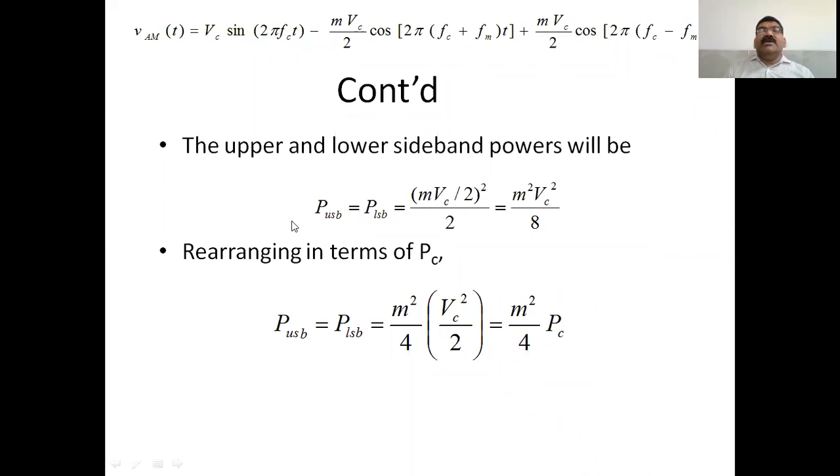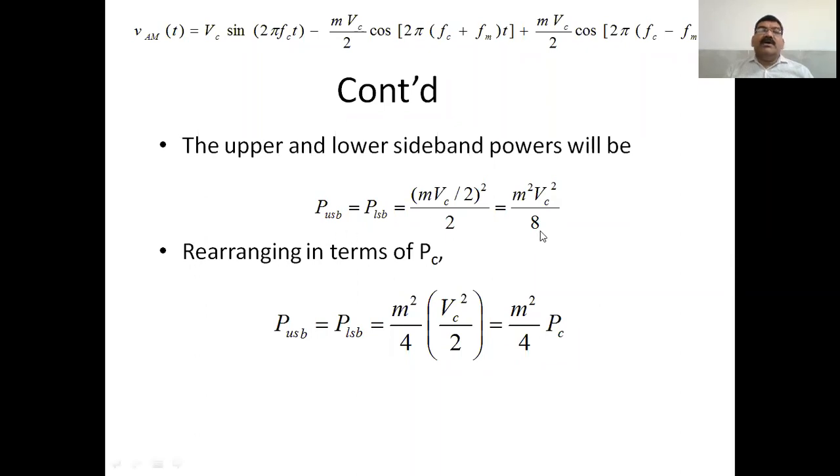So I can say the power in the upper sideband equals the power in the lower sideband equals what? V, that is mVc by 2. So this is the voltage in the sideband. mVc by 2 is the voltage in the sideband, just now we have calculated. So mVc by 2, you make a square of this as the formula: (mVc by 2) squared divided by 2. So it is m squared Vc squared, 2 squared is 4, 4 into 2 is 8, m squared Vc squared by 8.